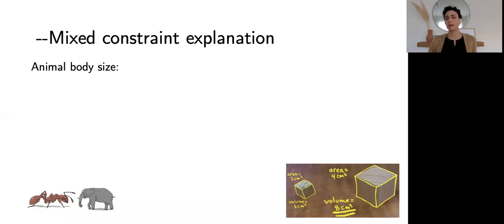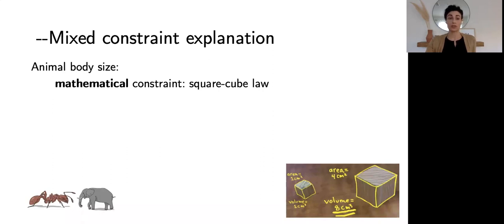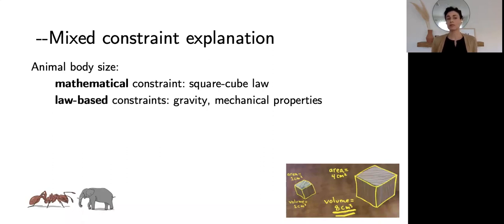This is explained by two main constraint types. It's explained by mathematical constraints, such as the square-cube law, and it's also explained with law-based constraints, such as gravity and various mechanical properties of the organism or entity of interest. The square-cube law was first discussed by Galileo, who applied it to animals and various engineered structures. According to this law, when a square or object grows or enlarges in size, its surface area is going to increase by a power of 2, while its volume will increase by a power of 3.